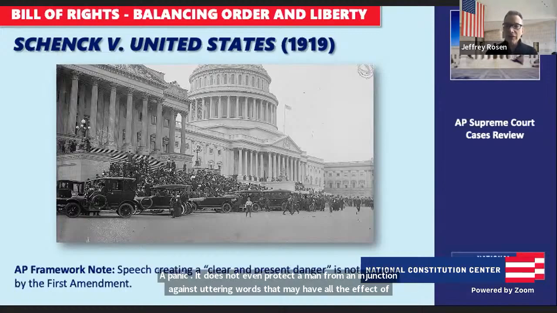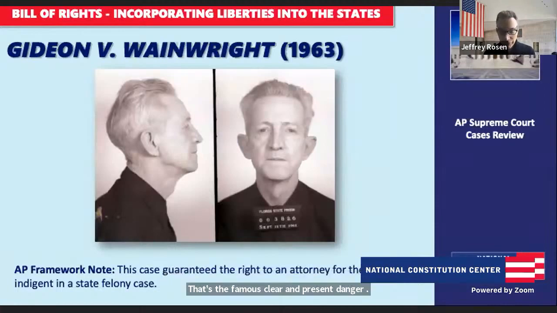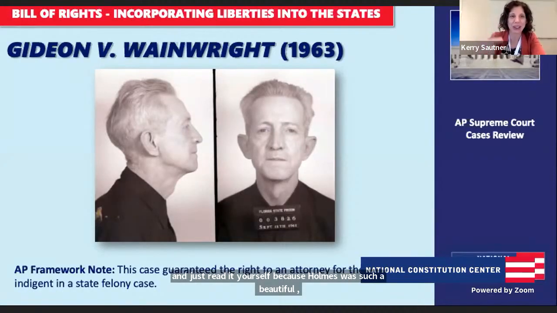If you want more, check out the decision and just read it yourself, because Holmes was such a beautiful writer. Okay, now we're going to talk about Gideon. We have Gideon, Roe, and McDonald. Oh my goodness. And okay, Curry, it's 1:30. So how much? Speed version. You got like 2 minutes on each, and you're going to go down a rabbit hole with Gideon, so we keep it short. I'm not. You know what? I'm going to do these really fast.